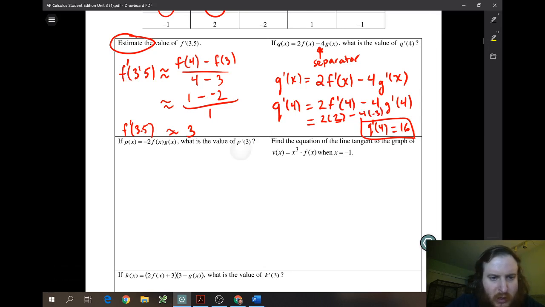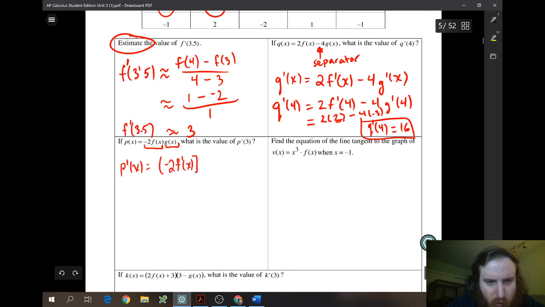So now, in this case, we do have a product. And I always just group the coefficient with my first product. So p prime of x, the derivative of the first one, the negative 2f would be negative 2f prime of x. If you want to use brackets here, some teachers will use brackets, times the original g of x. Then plus, now we're going to leave the first one alone, negative 2f of x, times the derivative of g, which is g prime of x.